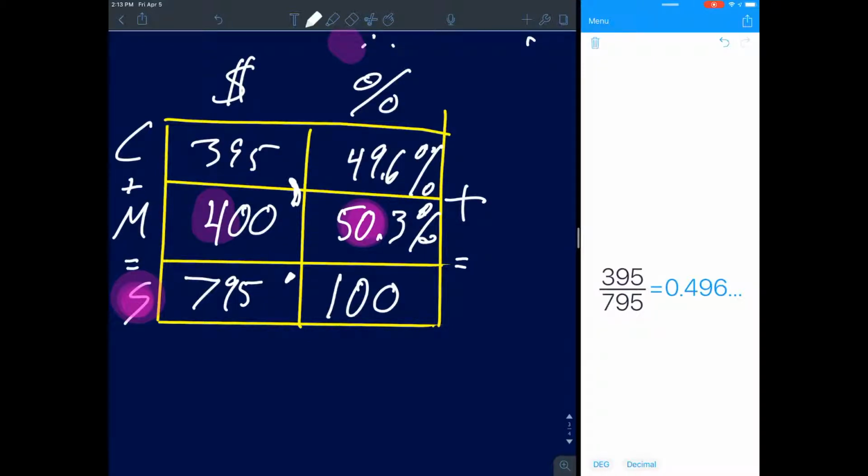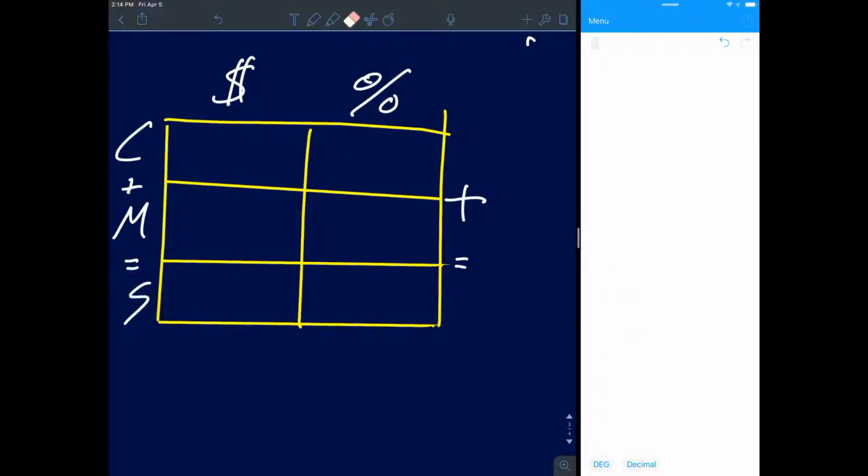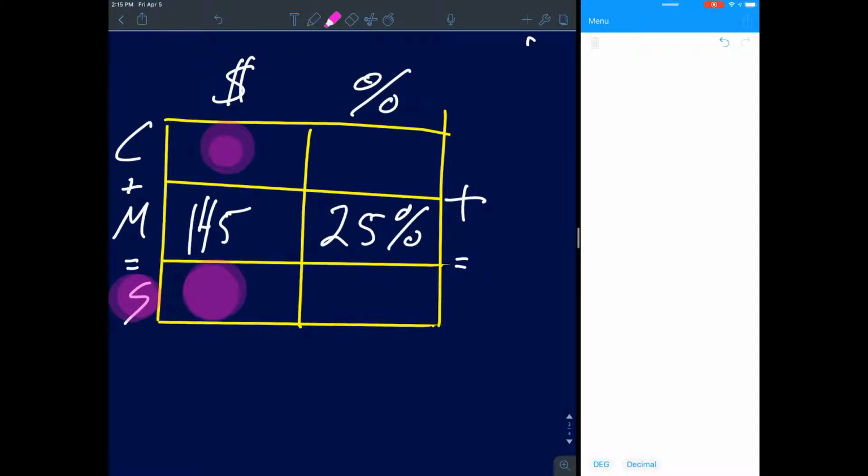Okay, let's find one with a little different arrangement. Number 10 on page 312. Wolf Camera marks up a camera 25% of the selling price. So let's make sure we have that noted. If the markup is $145, what is the cost and the selling price of the camera?